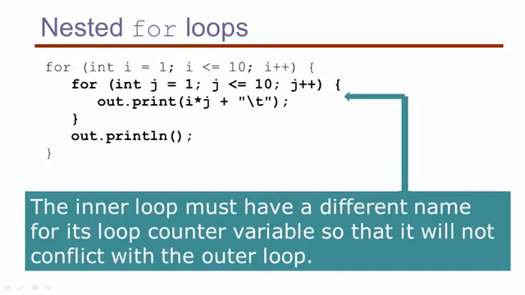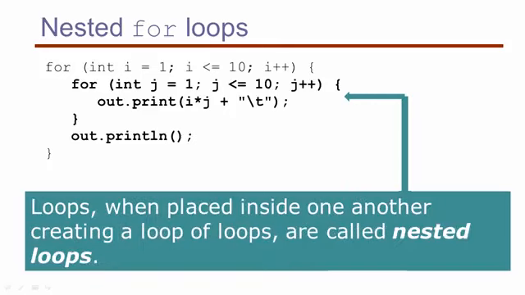In this example, we have added a for loop that uses a loop counter variable j. When discussing these loops, we will distinguish them by their loop counter variable. For example, we will name the outer loop the i loop and the inner loop the j loop. When loops are placed inside other loops in this manner, we call them nested loops. In this case, the j loop is nested inside the i loop.